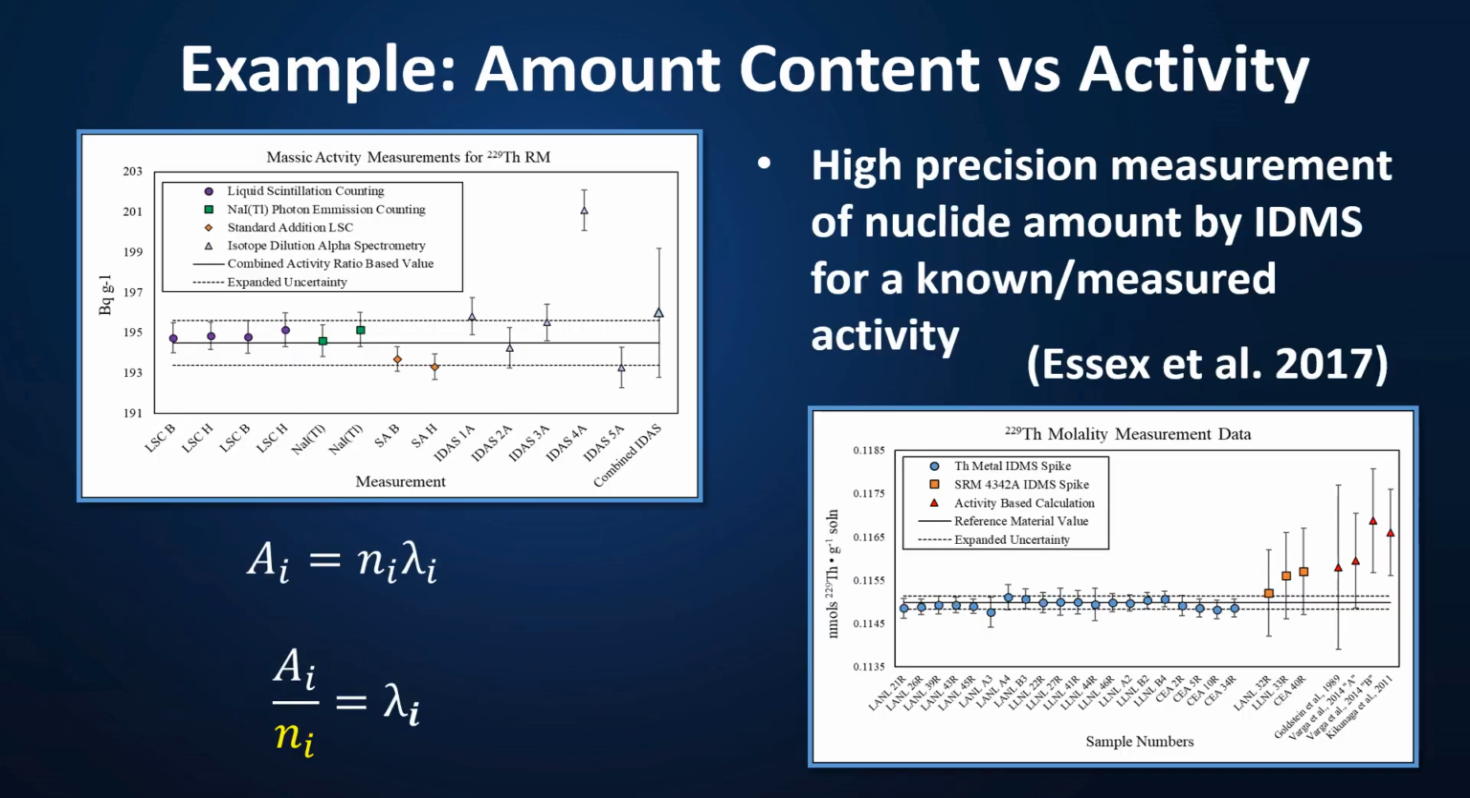Now I'd like to go through several published examples where mass spectrometry was used for half-life measurements. For this example, NIST, in collaboration with US DOE labs and CEA in France, made a half-life measurement for thorium-229.